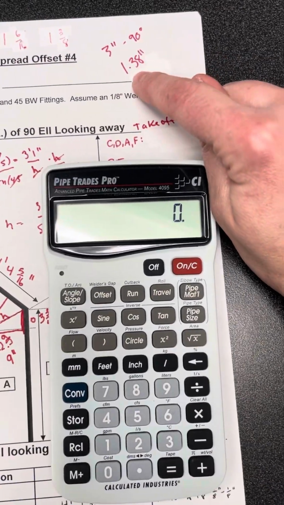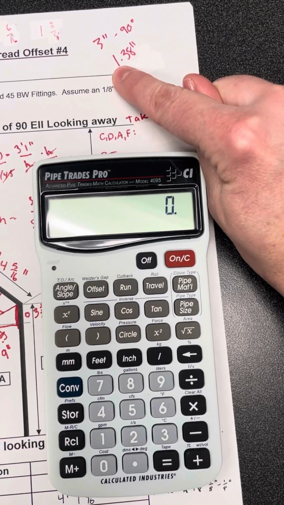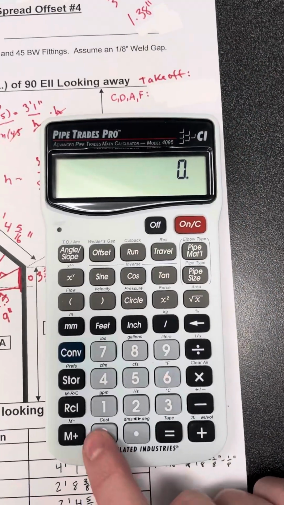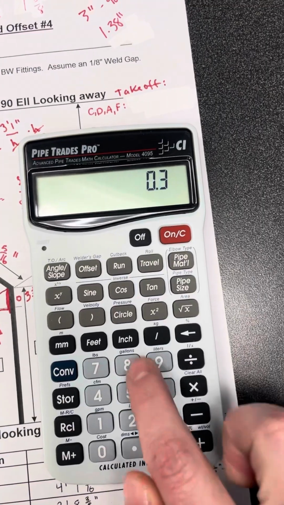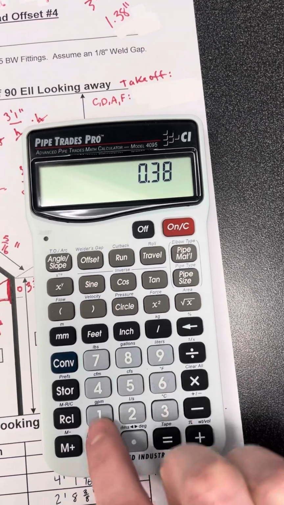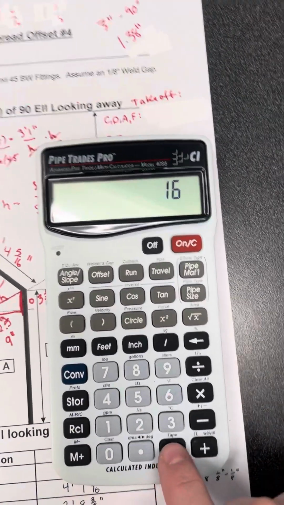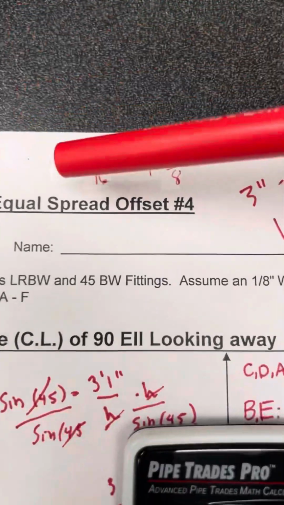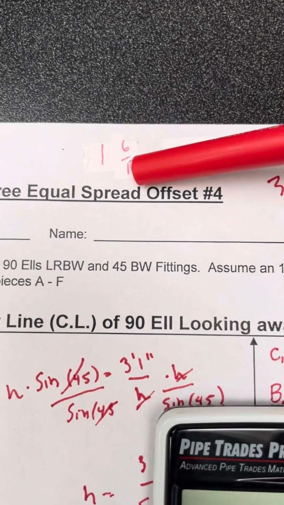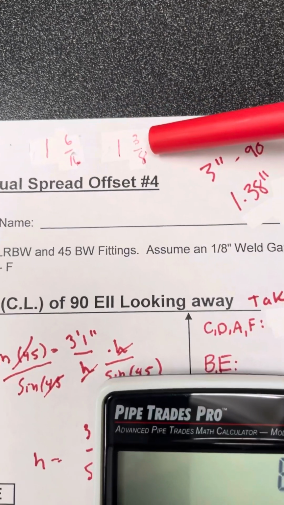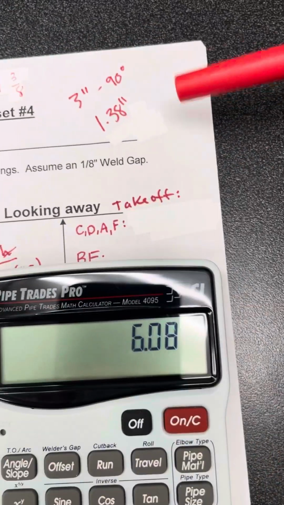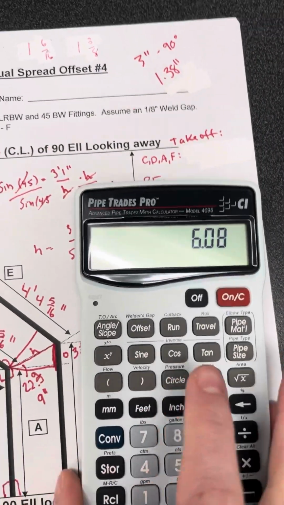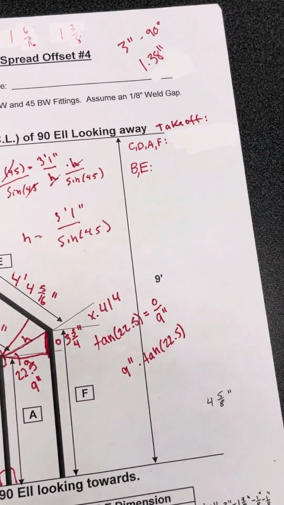Now, when you do this, you only want to include the decimal. You don't want the whole number. So I would just do the 0.38 times 16. And that's going to give me my fraction over 16. So it's going to be basically 1 inch and 6 over 16, which reduces to 1 3/8 inches. So same measurement either way. But that's how we're going to calculate our takeoffs.